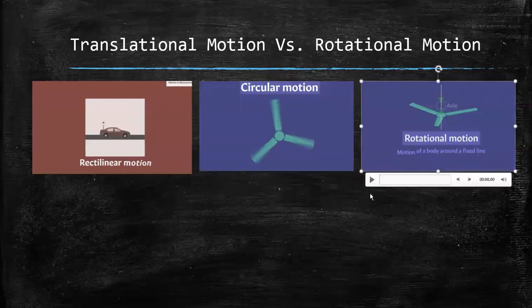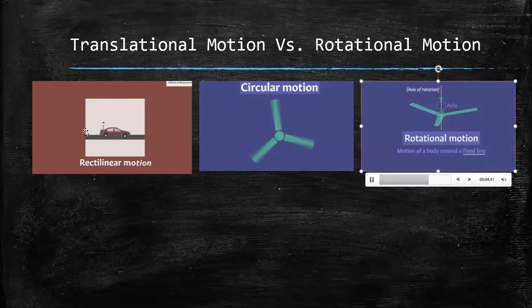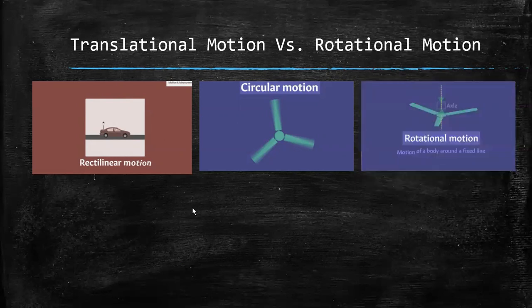And lastly, we have rotational motion. Rotational motion is a motion of a body around a fixed line. That fixed line is what we call the axle or the axis of rotation. So from the following examples of motion, we could classify them. Rectilinear motion and circular motion fall under translational motion, while rotational motion is a different kind of motion.